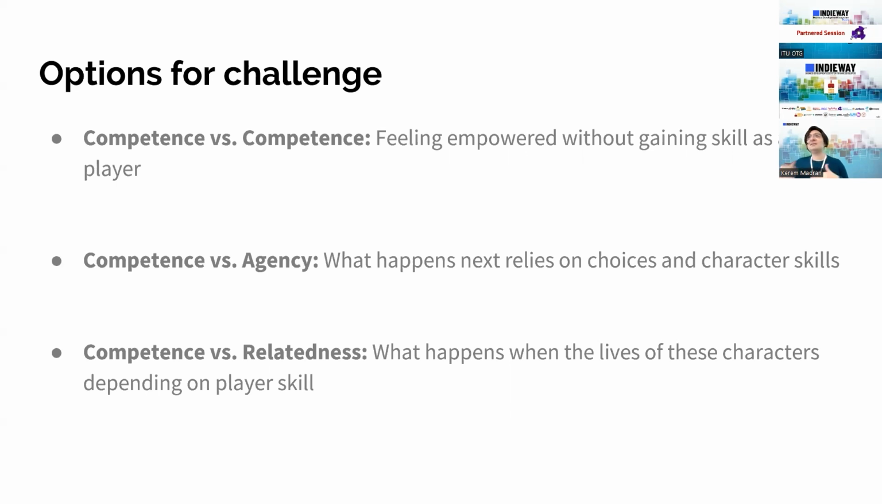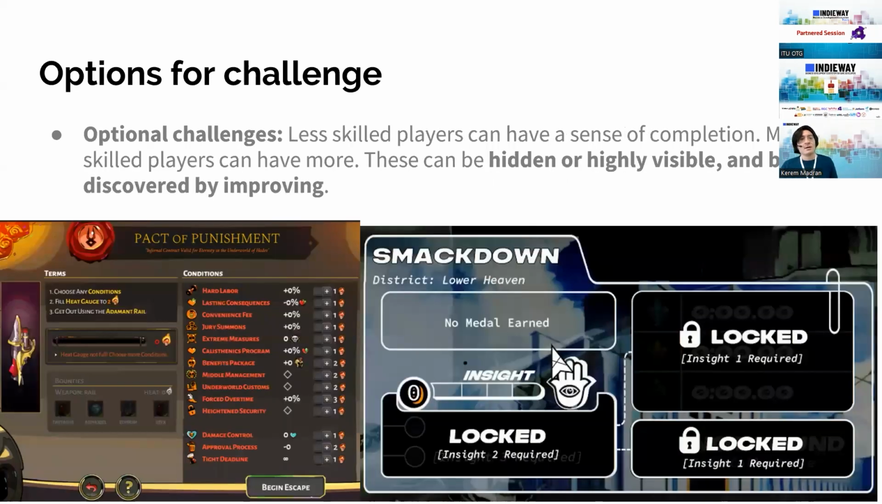And also, there can be a conflict between competence and relatedness. We might want to impact the lives of the characters, but as a player, our skills wouldn't be enough for this. How would we do it? Options for challenge is one of the ways. You will just leave it optional if it is difficult. So the players do not have to take the responsibility.